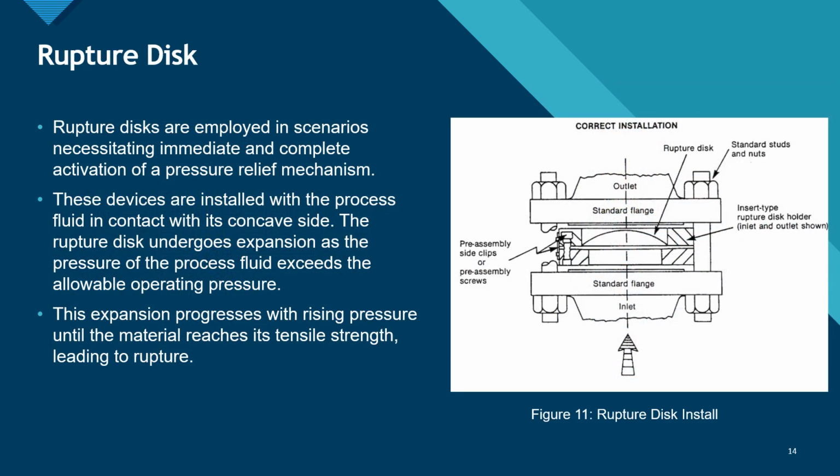So now we'll be moving to the non-reclosing PRD type portion of this presentation. Rupture discs are employed in scenarios where immediate and complete activation of pressure relief mechanisms are necessary. These devices are installed with the process fluid in contact with the concave side. The rupture disc undergoes expansion as the pressure of the process fluid exceeds the allowable operating pressure. This expansion progresses with rising pressure until the material reaches its tensile strength, leading to its rupture.